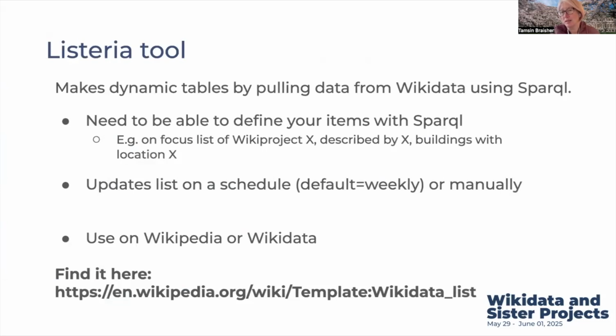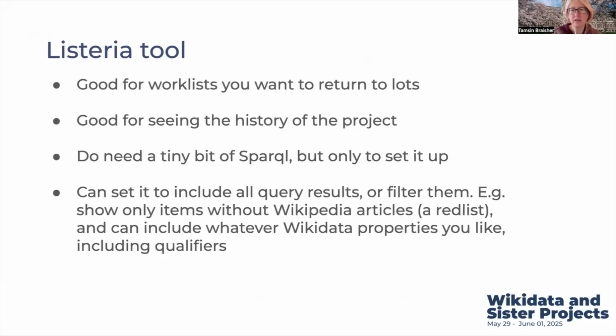The default is weekly, but you can change it. There's also a way to update your list manually if you know the data's changed. And you can use Listeria on Wikipedia or Wikidata. I understand from comments it was available on Wikivoyage, but there might be problems now. So it is available in a variety of places, and you can find information about it on the template page in Wikipedia. I find it good for work lists I want to go back to again and again, especially where other people might be contributing data on Wikidata as well as myself.